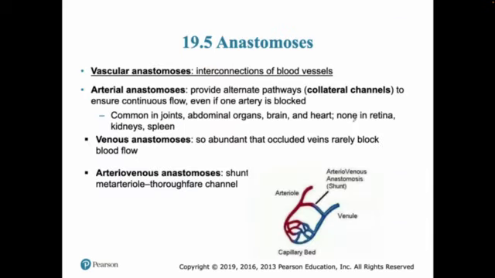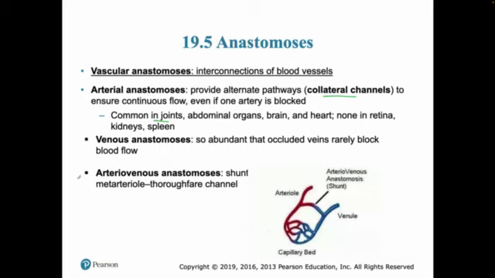Now, anastomoses, what is this? These are interconnections between blood vessels. So blood vessels can sometimes form an alternative pathway. For example, arterial anastomoses provide an alternative pathway, collateral channels, to ensure a continuous blood flow. We commonly see this in joints, abdominal organs, brain, heart, but not in the retina. That is the eye. Venous anastomoses are so abundant that occluded veins basically don't block the blood flow.